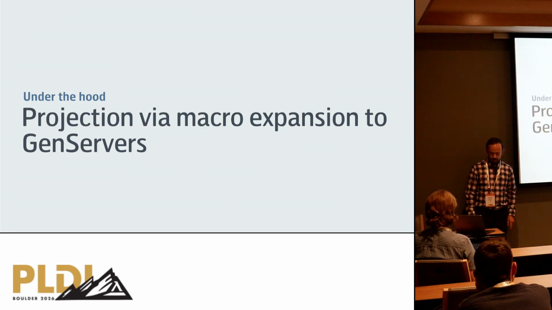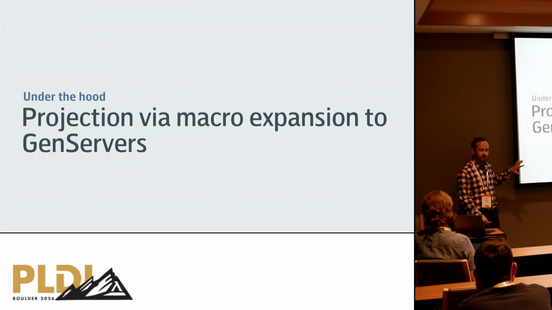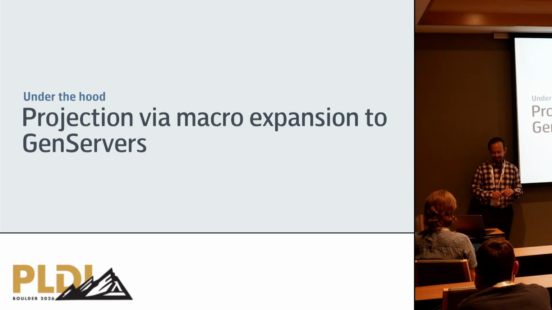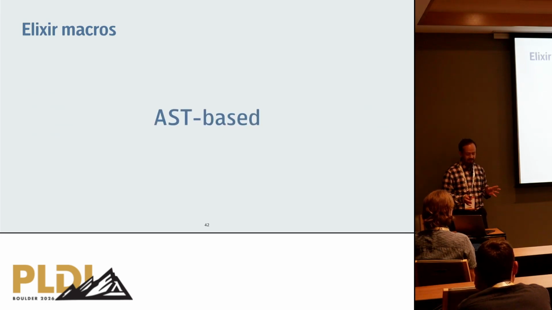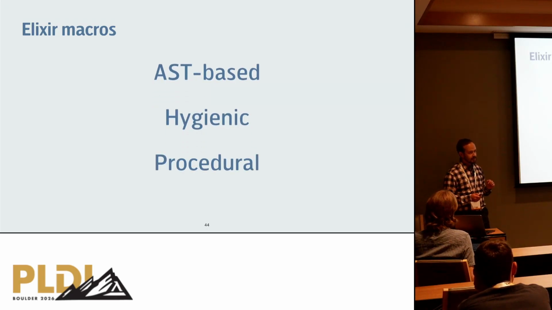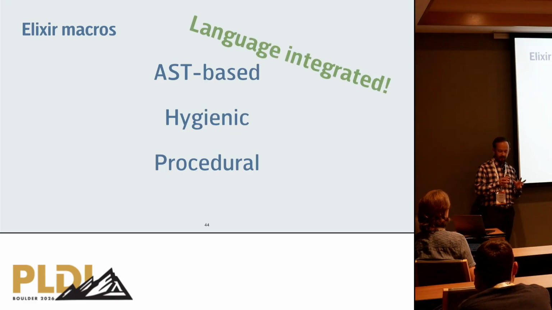I'd like to talk to you a little bit about how we actually do macro expansion. Projection. We use macro expansion to do projection. Elixir's got a fabulous macro system. It's AST based. Its macros are hygienic, and they're procedural macros. And what this gives us is a lovely language-integrated choreographic programming system. So it kind of sits in this funny in-between space. It is a library. You install it like a library. All the syntax highlighting works like it's an embedded DSL. You get all of the IDE features and whatnot.